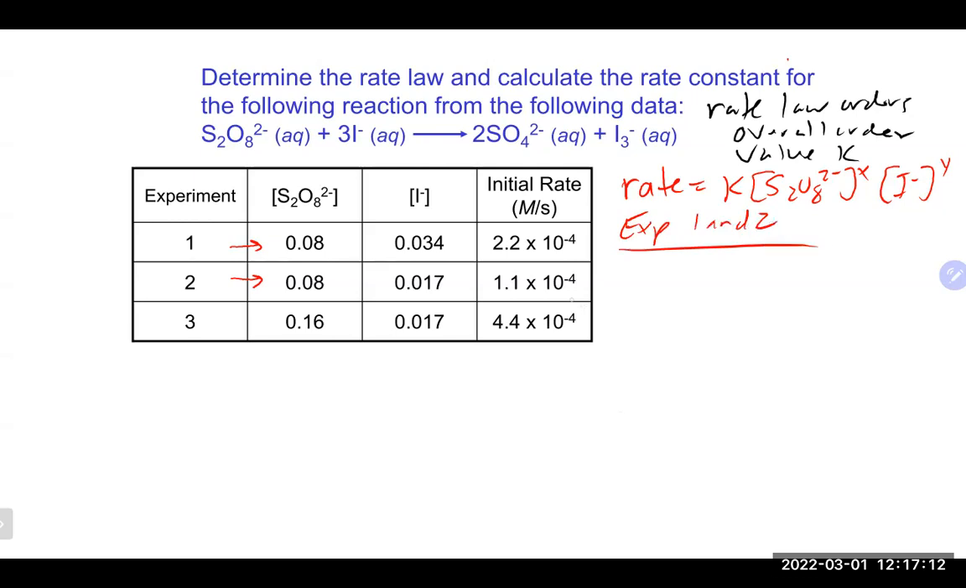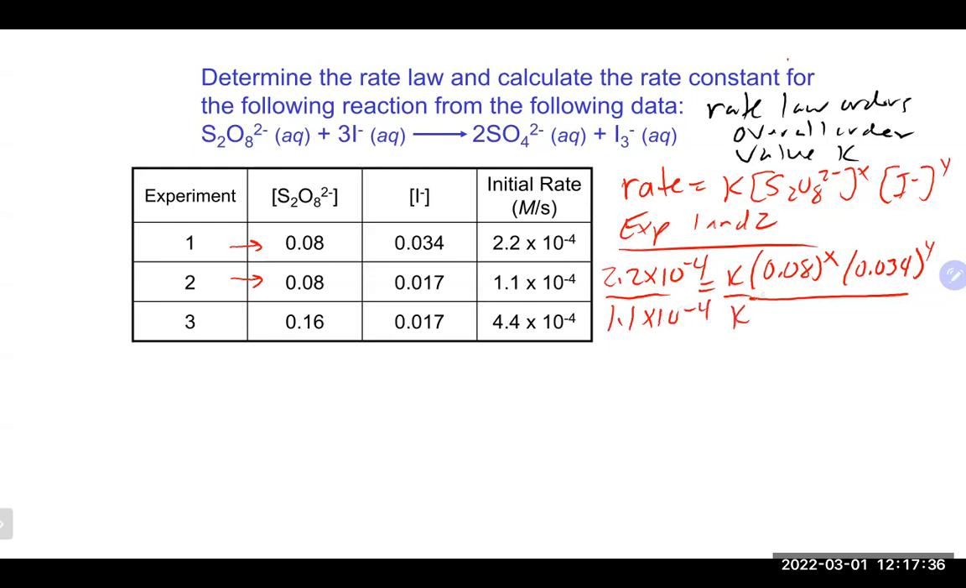Again, I'm going to go with experiment 1 on top because it has the larger rate. And then just putting in my numbers for everybody else there. I think I actually copied it right. So that's progress. Then going to put number 2 on the bottom, all the way across: 1.1 times 10 to the minus 4 equals K, 0.08 to the X, 0.017 to the Y.